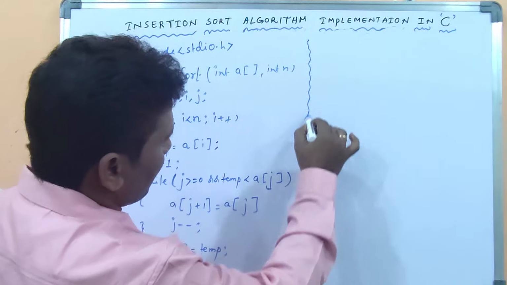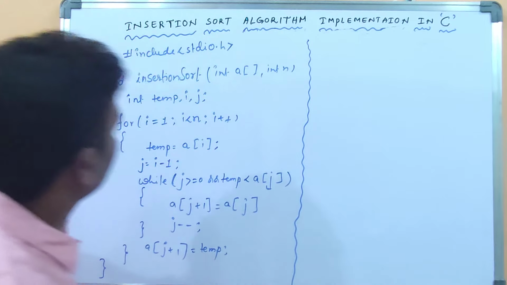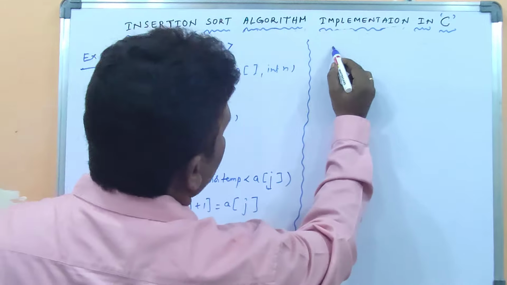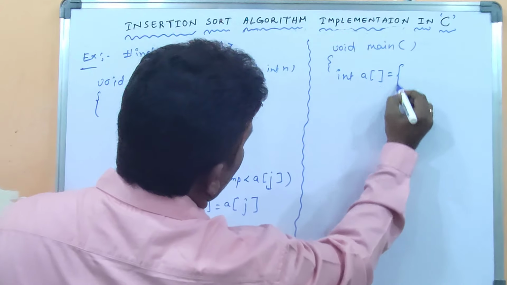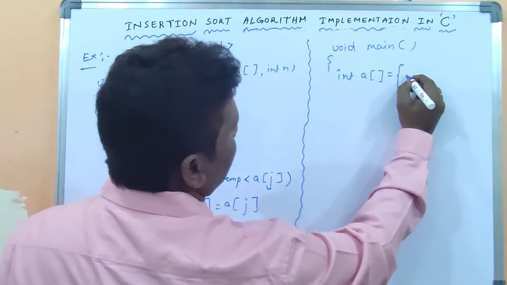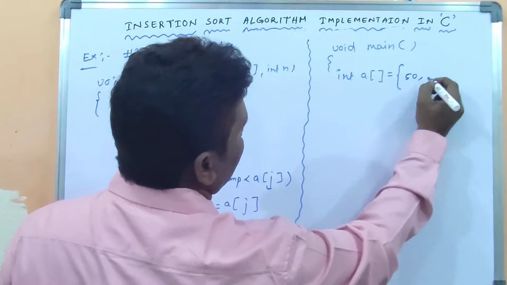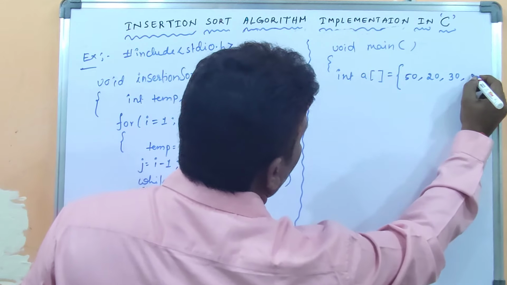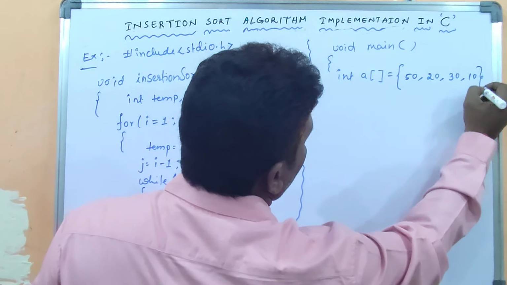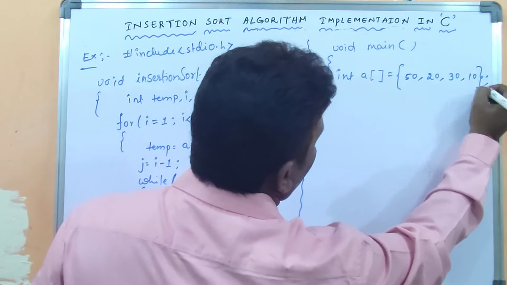Then void main. Directly I will initialize the values, int a[] with 50, then 20, 30, 10. I have taken only 4 elements because if you take more elements, it takes more time for the explanation.